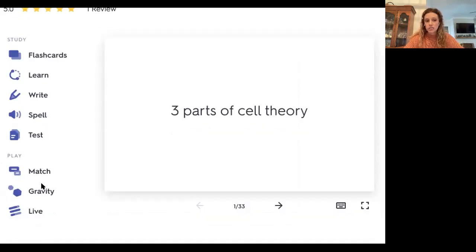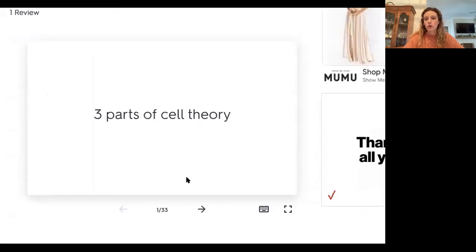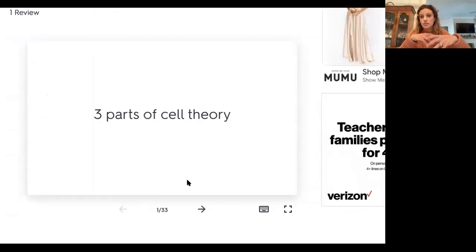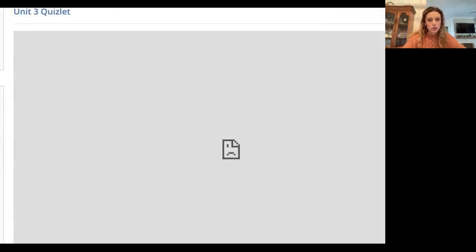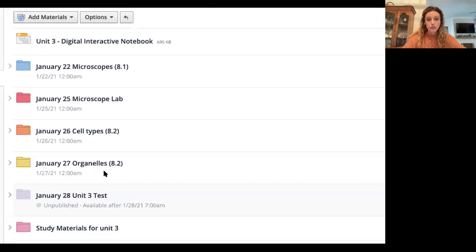I do the flashcards and I do the matching, or the testing is really easy. There are only 33 note cards. Basically, what I've done for the Quizlets is taken your notes and the notebook pages and combined them and made a little study sheet for you. Okay, so I'm going to go back to today's folder.